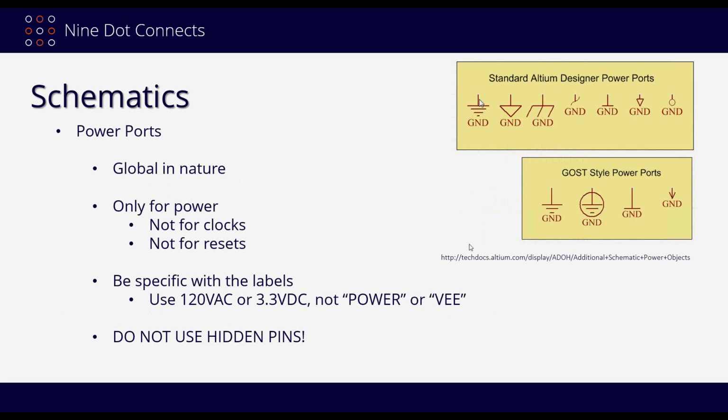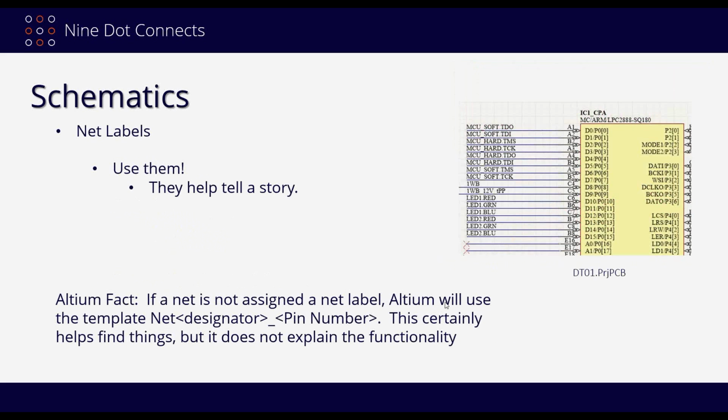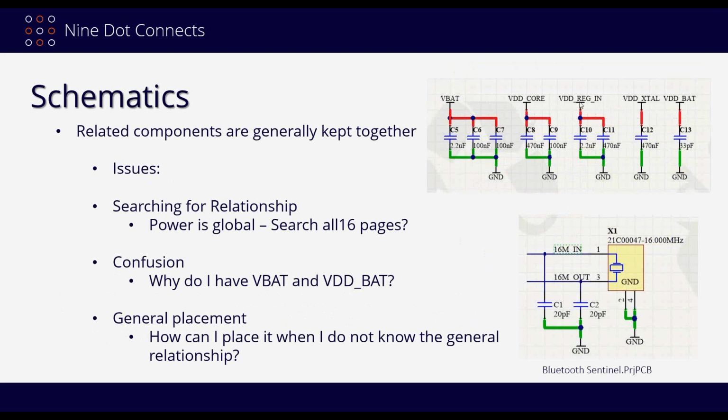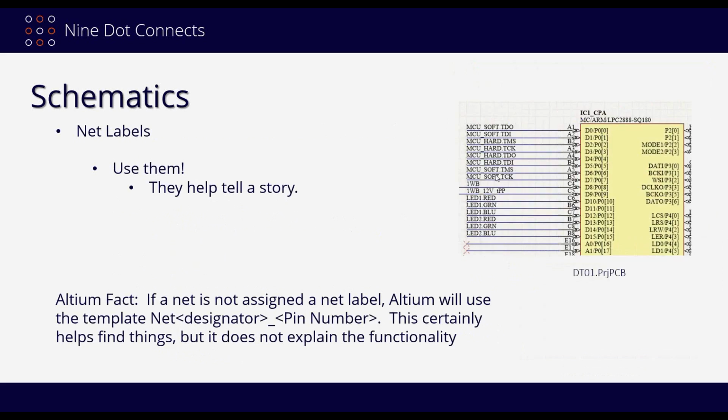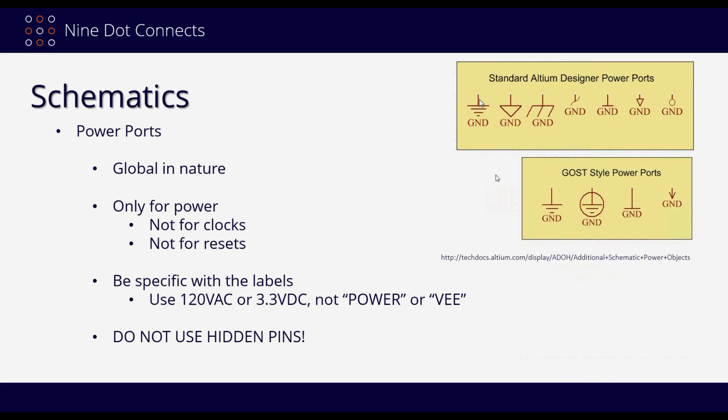So Altium already provides these things for you, but a lot of times we'll use something like power or VEE. In the prior example, if I click back up over here, they use VDD reg in or VDD bat. I have no clue what voltages those are. Again, from the test world, that's going to take me time and energy to try to figure out, well, what do they mean by power? What do they mean by VEE?